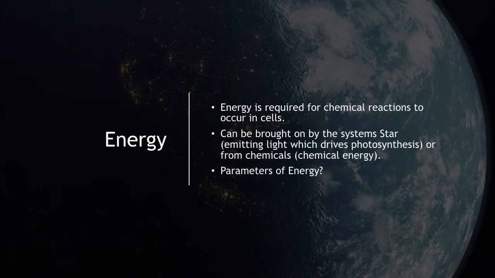Energy is the next parameter that life needs to survive on a planet. This can be brought on by the system's star emitting light which drives photosynthesis, or from chemicals in the environment, where cells use chemical energy as a source. With a steady input of either light or chemical energy, cells can run the chemical reactions necessary for life.